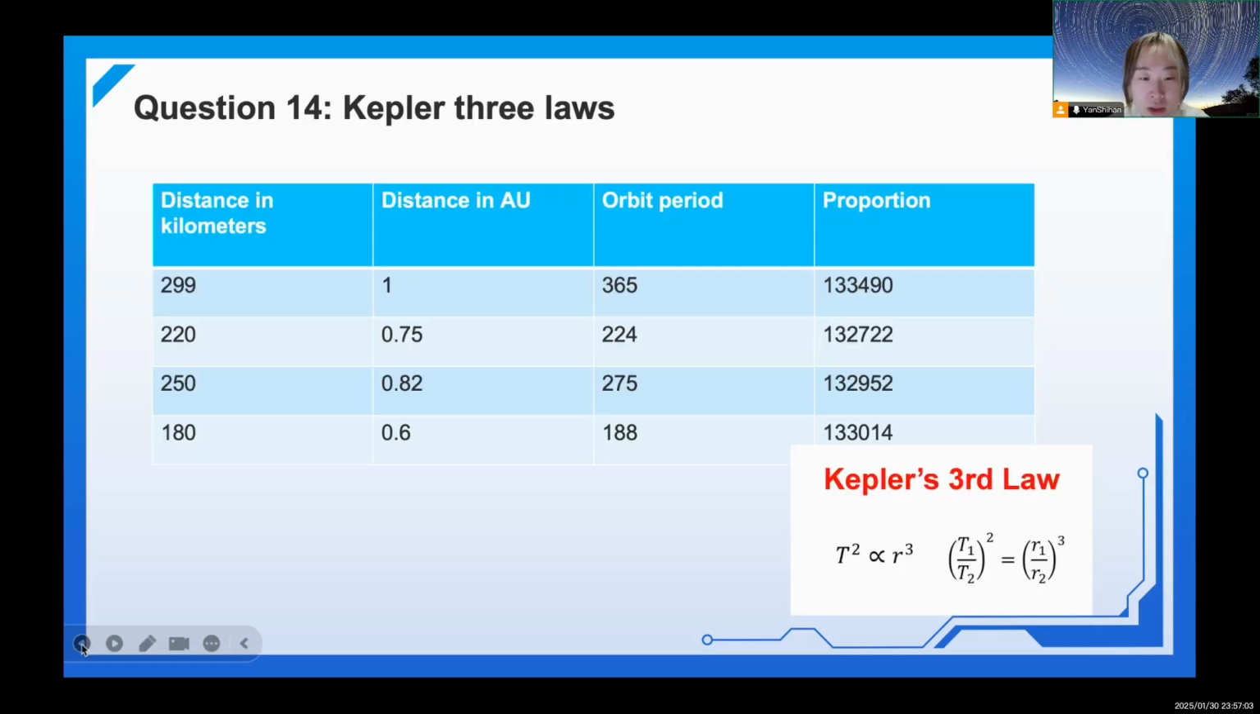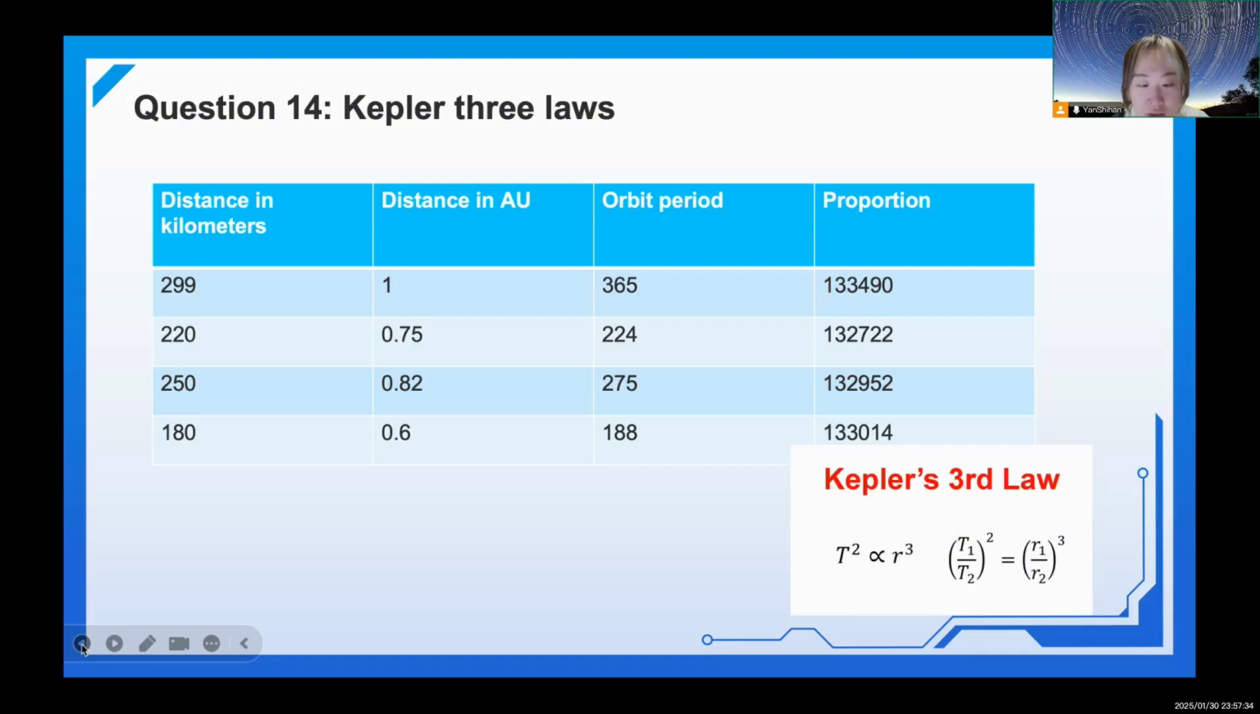In my experiment for question 14, I gathered 4 cases that validate Kepler's third law. 4 screenshots are shown in the slide. After I modified the velocity, the average distance between the Sun and the planet decreased. Then I measured the orbit period. For example, the orbit period is 224 days, and the AU distance is 0.75.